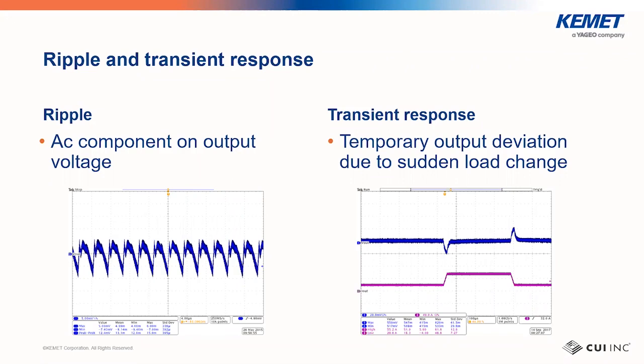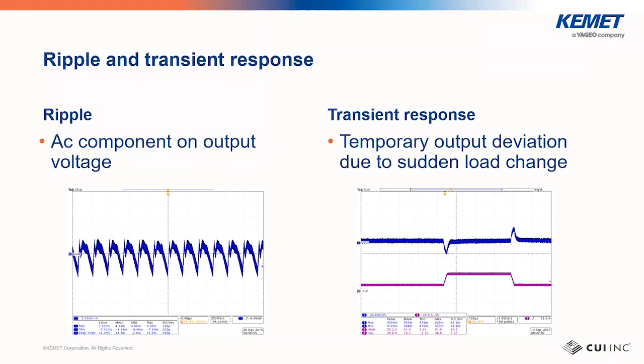The transient response, on the other hand, is how we characterize the output's behavior due to a sudden load change. Power supplies can't react instantaneously to changing loads, and this leads to dips or spikes when the load is changed. The image on the right shows the output voltage in blue on the top and the load in magenta on the bottom, and you can see that the output voltage temporarily dips down when the load increases and temporarily spikes up when the load decreases.